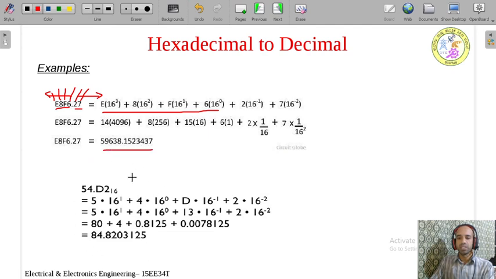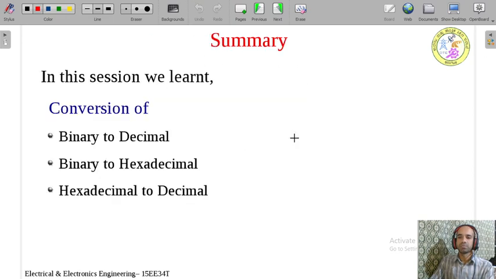So the same thing is applicable for this also. Here 2 integer digits are there and 2 fractional digits are there. So follow the same procedure and find out the answer. It will be equal to 84.8203125. This is its equivalent decimal value. So this is how you can convert hexadecimal number into decimal numbers.